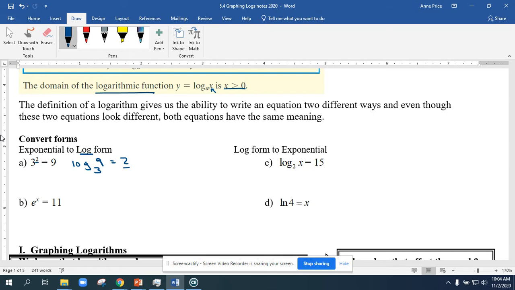So e to the x equals 11. That's our base. That's the exponential naturally occurring e value. It's irrational, does not terminate or repeat. It's approximately 2.718, and we'll look at it a little bit more. But it is a number over 1. When we raise it to the x, it is going to look similar to exponential growth. So that's going to be our base.